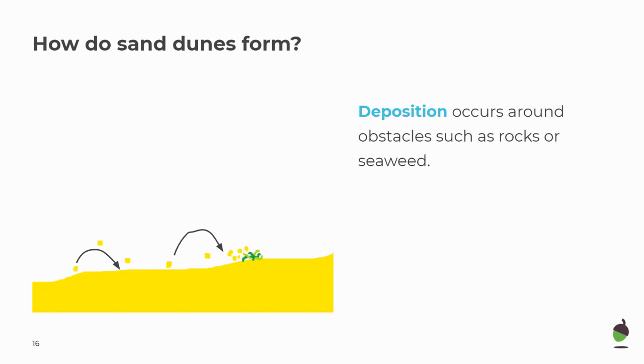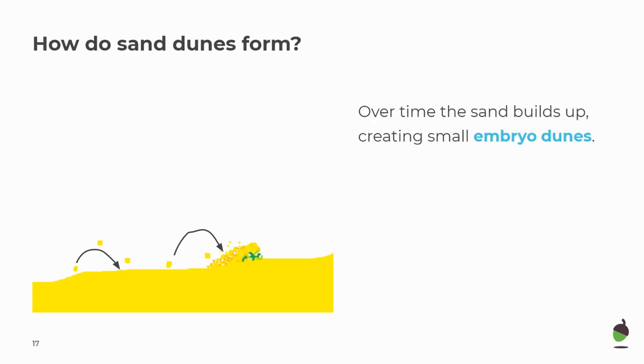Deposition occurs around obstacles such as rocks or seaweed. So you can see in the image there's a piece of seaweed, and that sand that's been transported through saltation gets stuck on it and it starts to build up. Over time, the sand builds up, creating small embryo dunes. So the first sand dunes that are created are embryo dunes.